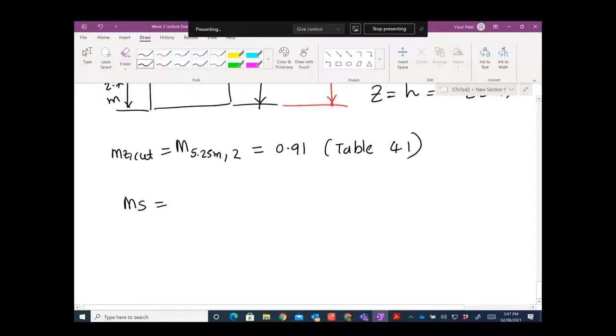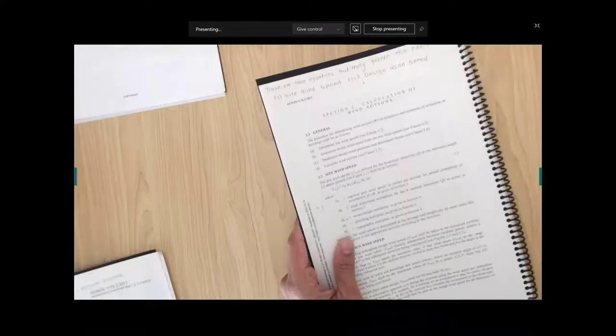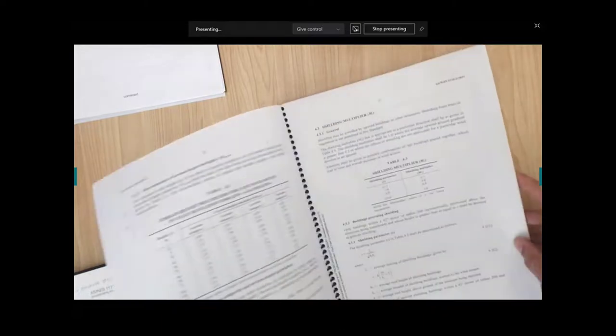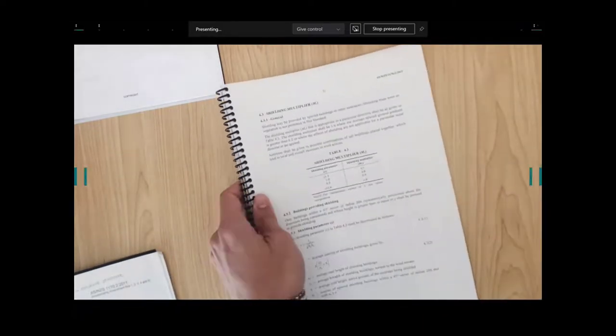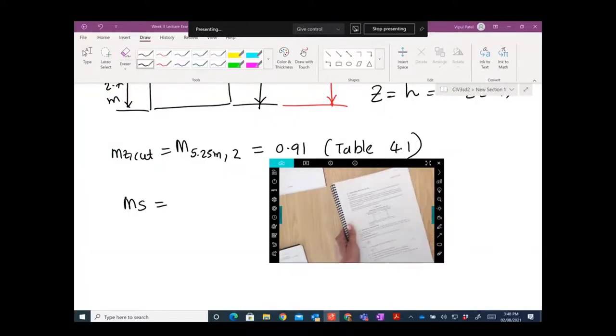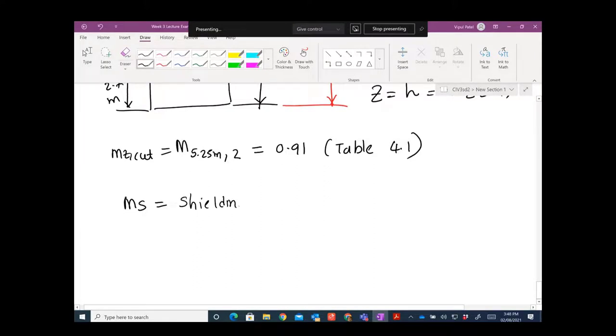Let me go back to the standard. By the way, I can show you the standards. Go back again here, and here we have M_s. Shielding multipliers are given in the section, and this is exposure one. Now the shielding multiplier, this is section 4.3. We call this one the shielding multiplier, and that is given in clause 4.3. Shielding multipliers, okay.